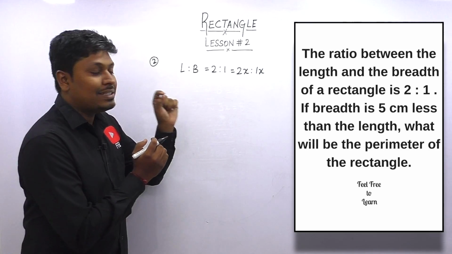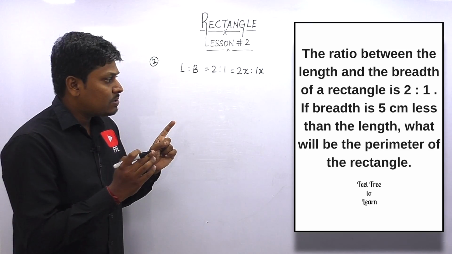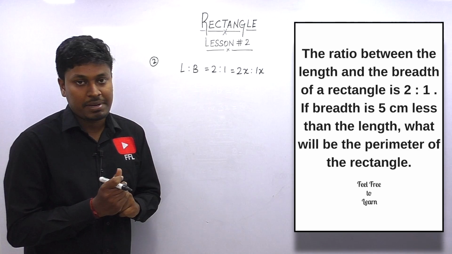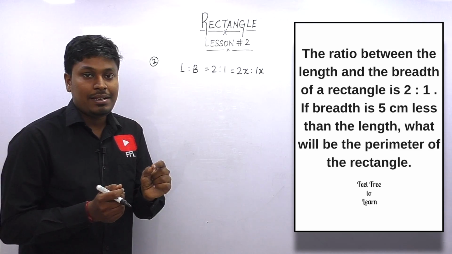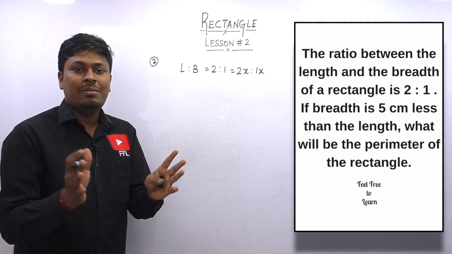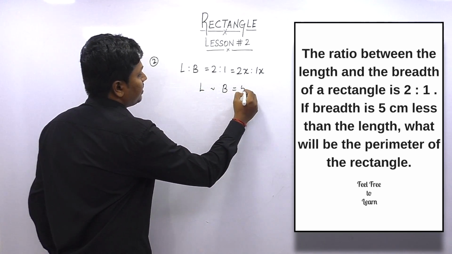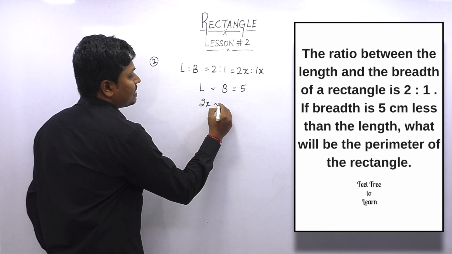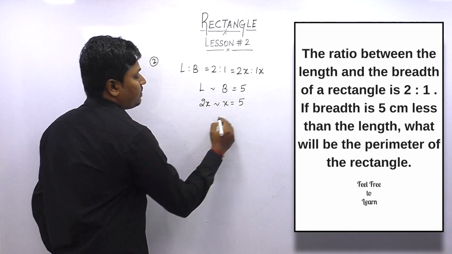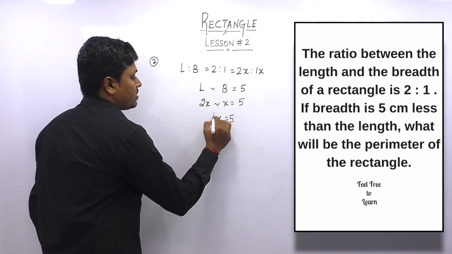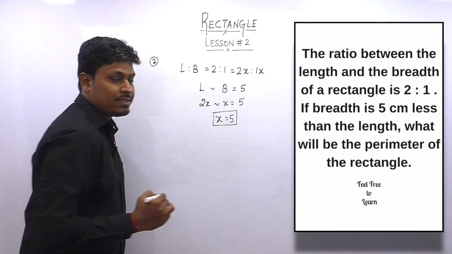So here they have given that the breadth is 5 centimeter, right? All the values are given in centimeter. So the breadth is 5 centimeter less than the length. So whatever the difference between length and breadth is will be 5 centimeter. So the difference, that is 2x minus x, is equal to 5. So x is equal to 5. So finally we got the answer. The value of x is equal to 5.